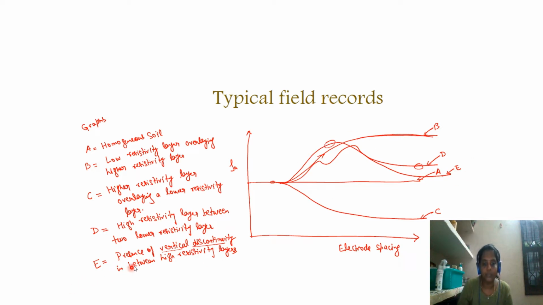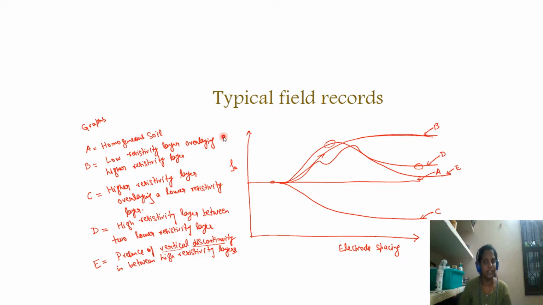And E is going to be the presence of a vertical discontinuity in the high resistance layer. A vertical discontinuity means fissures or gaps in between the high resistivity layer. So this is a typical graph that we get in electrical resistivity testing. We usually increase the electrode spacing and we measure the resistance.